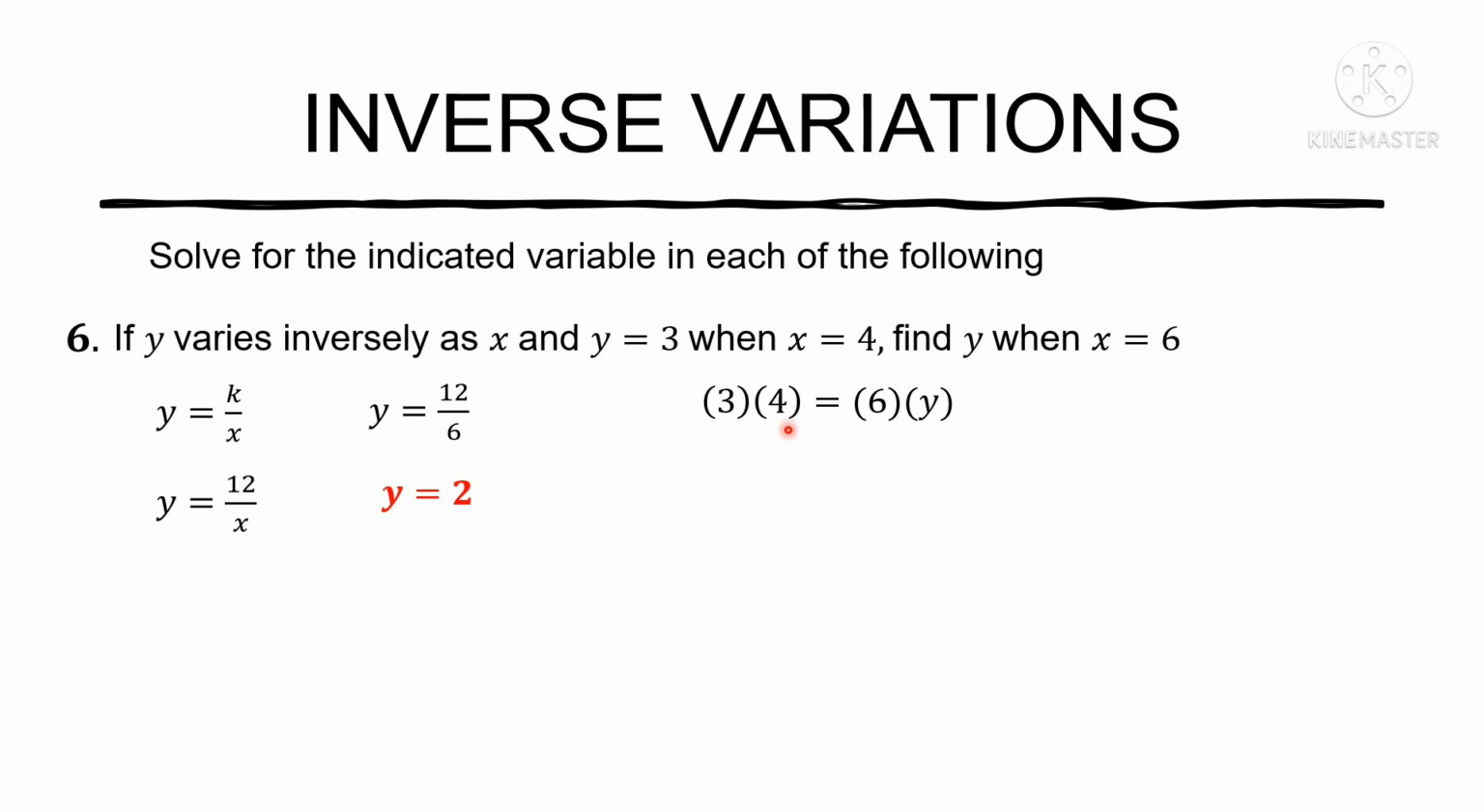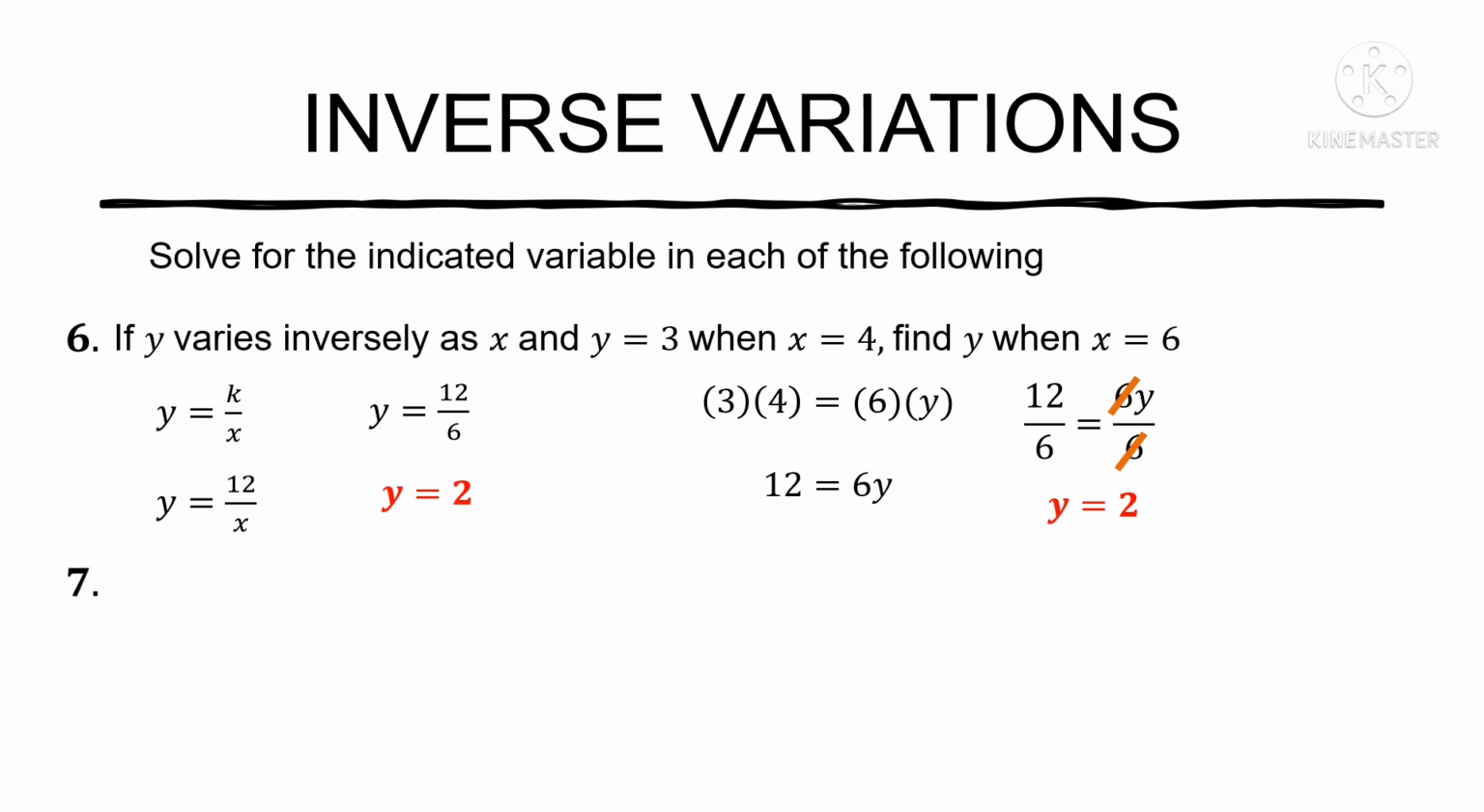So, 3 times 4 ay 12. Then, 6 times y ay 6y. Tapos, para mahanap natin si y, divide natin both sides by 6. Tapos, ika-cancel lang natin itong 6 dito sa right side para maging y na lang ang matira. Tapos, dito naman sa left side, 12 divided by 6 ay 2. So, tingnan ninyo, we come up with the same answer. So, kahit alin man sa dalawa na yan, ang pwedeng gamitin.